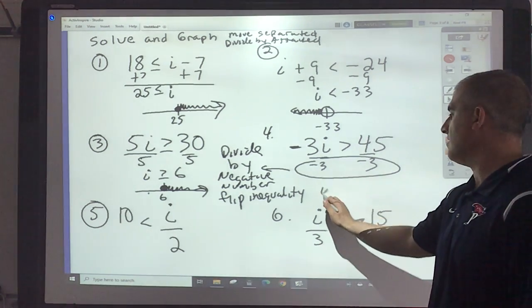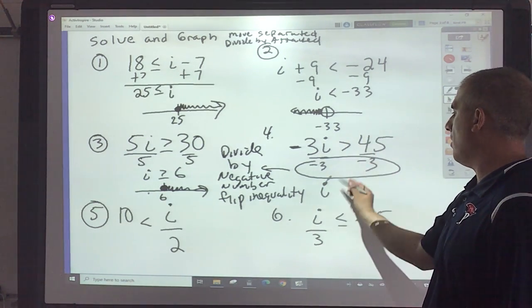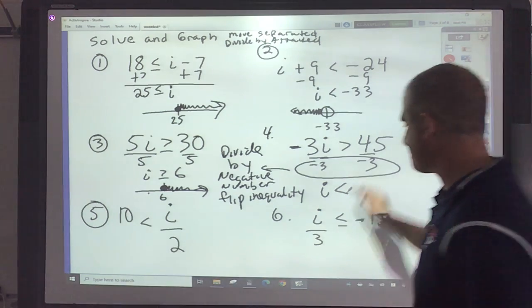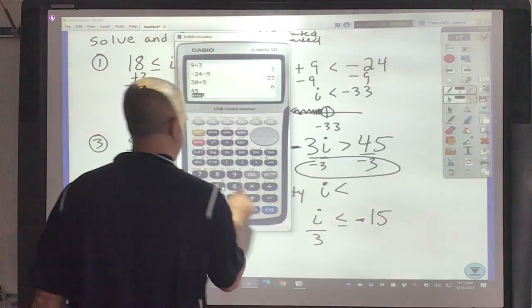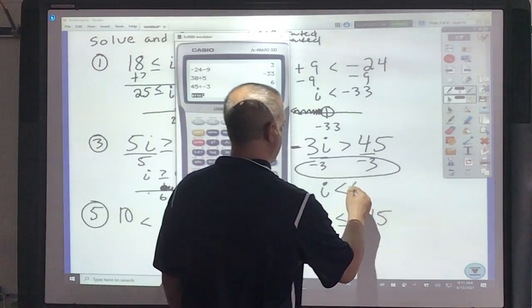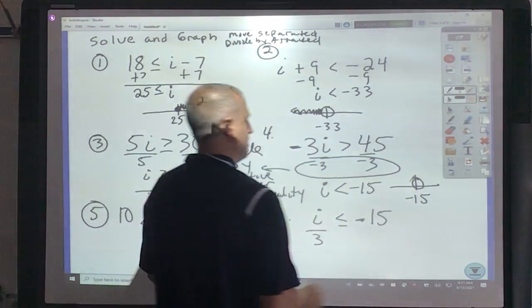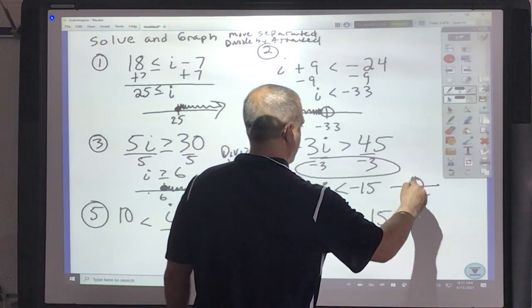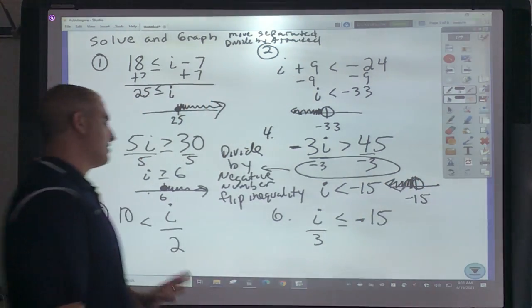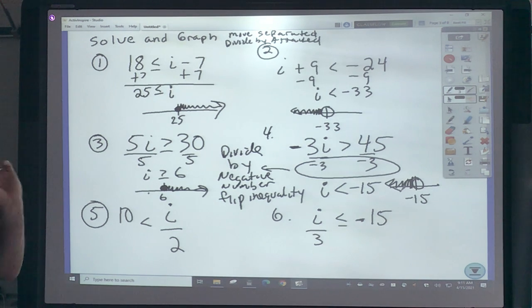So I got I, the inequality now goes this way. 45 divided by negative 3 is negative 15. So I would have negative 15, an open circle. So now it's eating the number, so I shade to the left. So that's something that's very important when you divide by a negative.